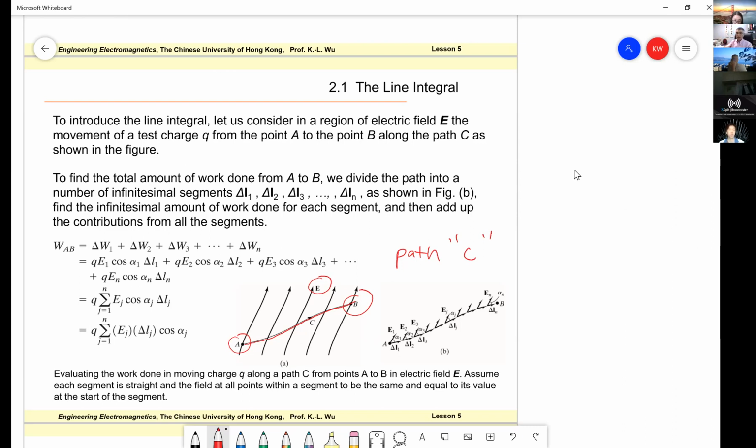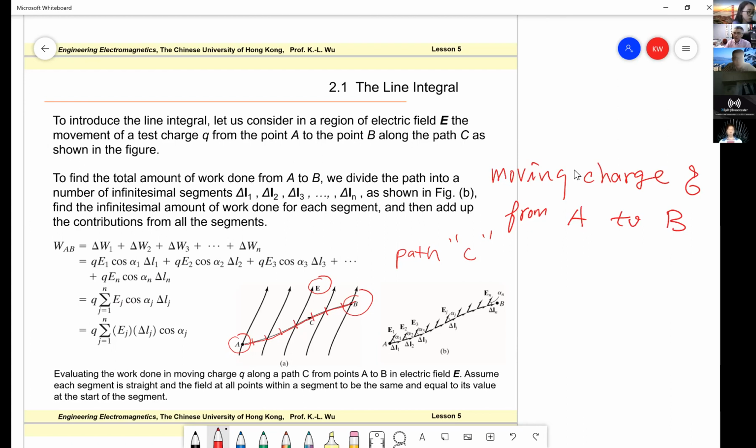Then I would like to conduct a line integration in order to measure how much work I have done by moving a charge Q from point A to point B. So by moving the charge, what I do is measure the work I have done in a number of small sections first and add them together.